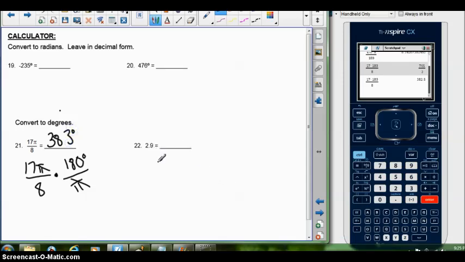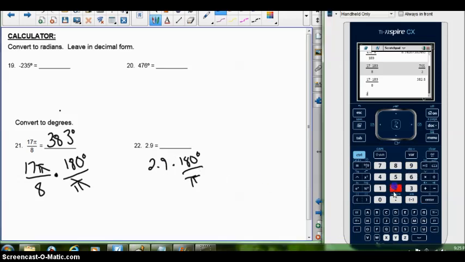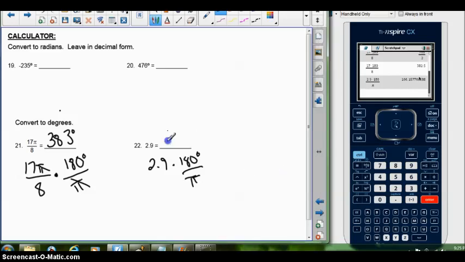All right, so 2.9 radians. So 2.9 times 180 degrees divided by pi radians. This time, since I don't have the pi symbol, you go ahead and just type the whole thing into the calculator. So 2.9 times 180 and divide by pi. I'm going to do Control Enter so that I get the decimal form, and that is 166.1. So that's going to remain 166 degrees.